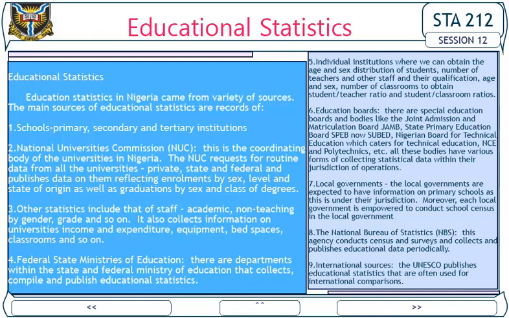7. Local government. The local governments are expected to have information on primary schools as this is under their jurisdiction. Moreover, each local government is empowered to conduct school census in the local government. 8. The National Bureau of Statistics, NBS. This agency conducts census and surveys and collects and publishes educational data periodically. 9. International sources. The UNESCO publishes educational statistics that are often used for international comparisons.